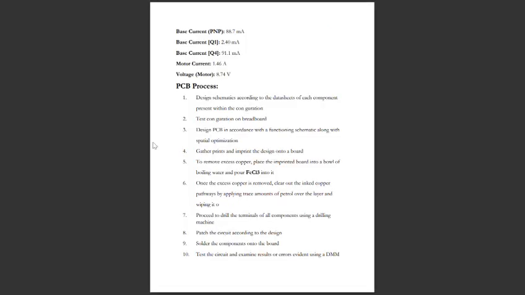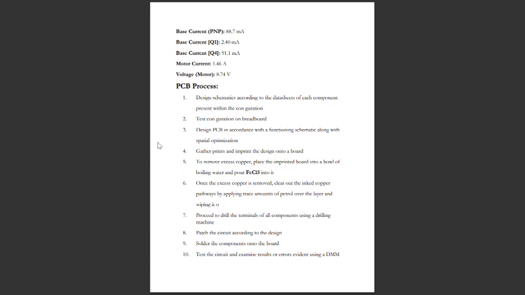A PCB process is designed systematically according to the datasheet of each component present within the configuration. Test the configuration on a breadboard. Design the PCB in accordance with the functionality, along with the specification optimization. Gather prints and implement the design on the board to remove excess copper. Place the imprinted board into boiling water and pour FeCl3 into it. Once the excess copper is removed, clear out the neat copper pathways by applying a trace amount of petrol over the layer and wiping it off.